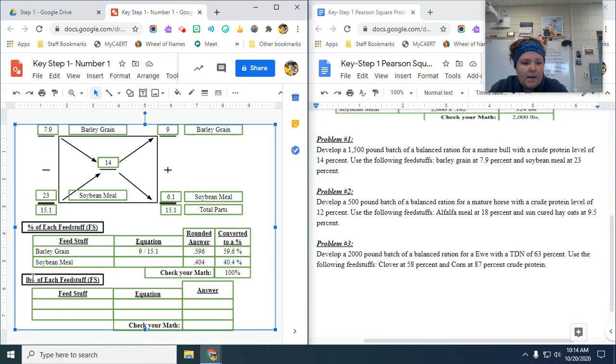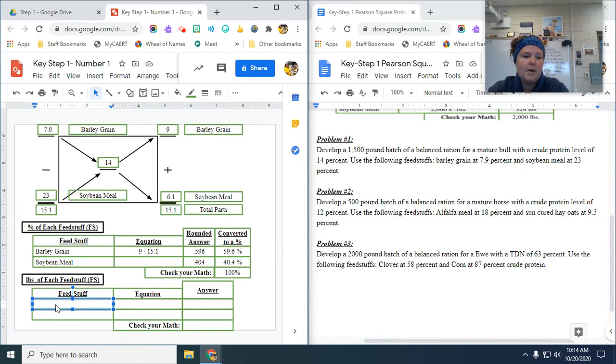So now we're going to go down here. We're going to figure out pounds. So that's what we really want in the end, is how many pounds do I need of each feed ingredient, okay? So again, we're going to type in our barley grain. We're going to type in our soybean meal. And then we're going to type in our equation. So in order, oh, I forgot to type in the equation here.